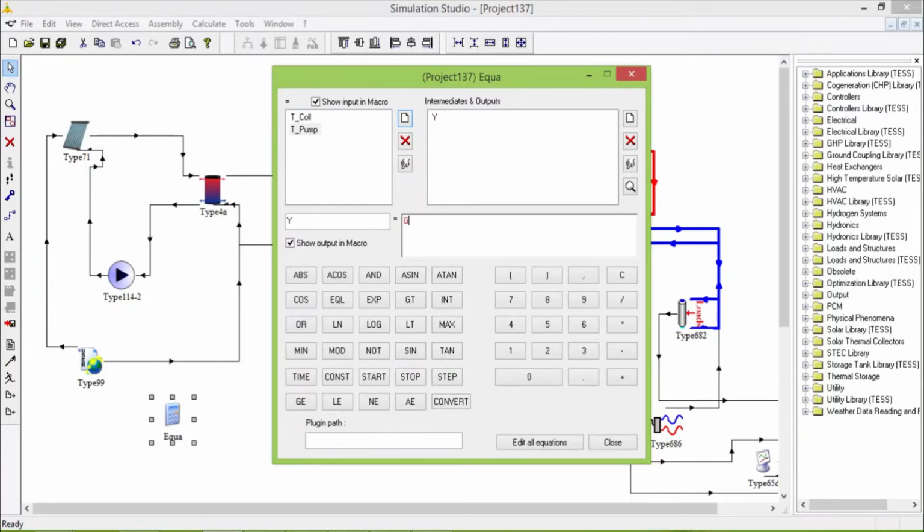So gt means that if the collector temperature is greater than the pump temperature, it will operate, otherwise it will not operate. So if you notice it is red, it means that we are not putting the correct notation. So T pump, now it's black, it means it's good, comma, T collector, comma, T pump.